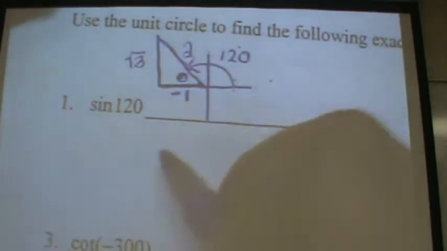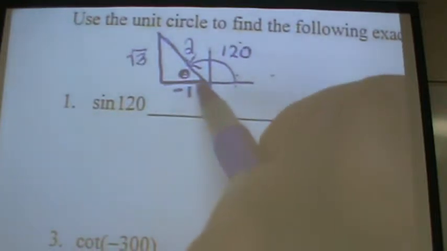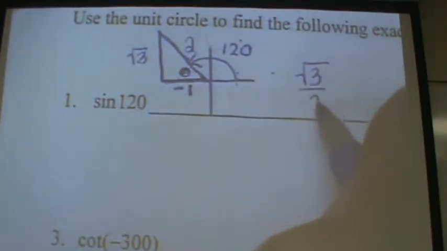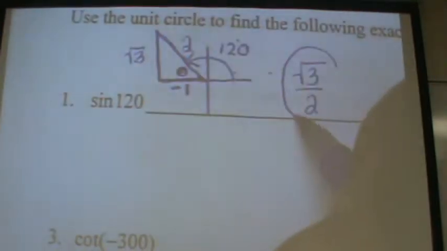So now you've got to know what's the definition of sine. Sine is opposite over hypotenuse. So what is this ratio? Root 3 over 2. Excellent. That's your answer. What is sec?